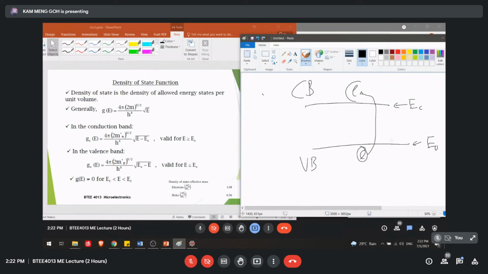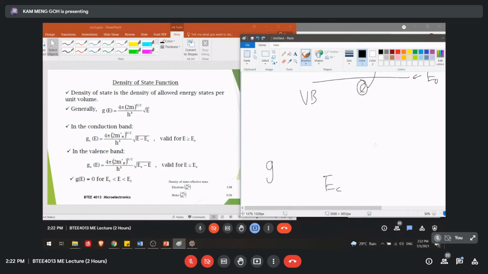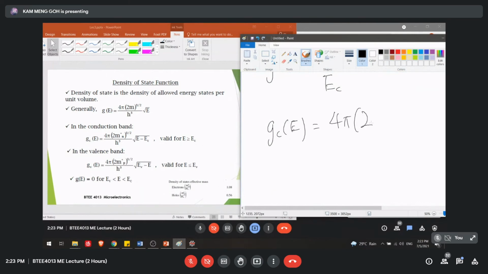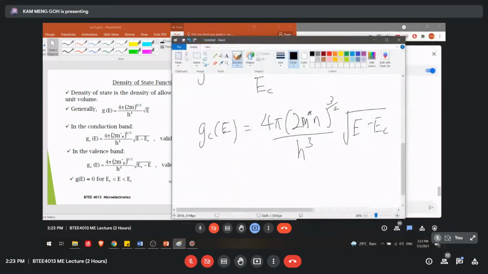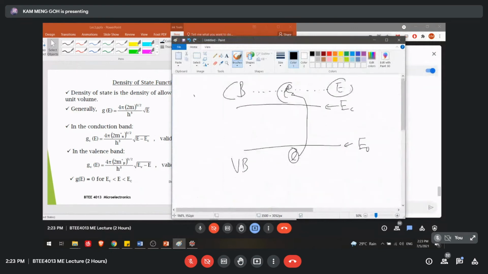So in the conduction band, if the electron is somewhere around here, at this energy level E, which formula are we going to use? So let's see. Imagine this: GC(E) equals 4 pi (2 M asterisk)^(3/2) over h cubed, times square root of (E minus EC). Okay, E minus EC is the energy level that I mentioned just now. But what about this M asterisk?